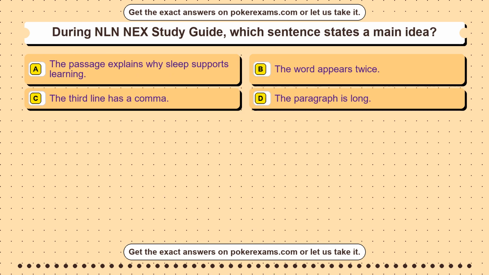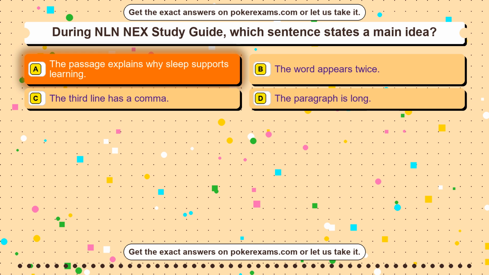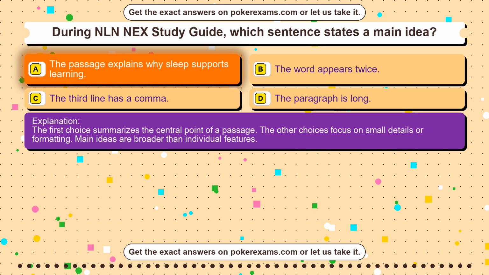Question 41. During NLN NEX Study Guide, which sentence states a main idea? Option A. The passage explains why sleep supports learning. Option B. The word appears twice. Option C. The third line has a comma. Option D. The paragraph is long. The correct answer is option A. The passage explains why sleep supports learning. The first choice summarizes the central point of a passage. The other choices focus on small details or formatting. Main ideas are broader than individual features.